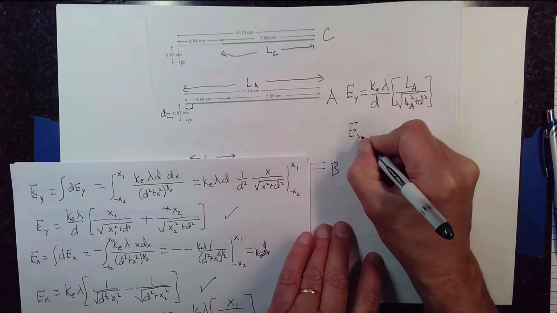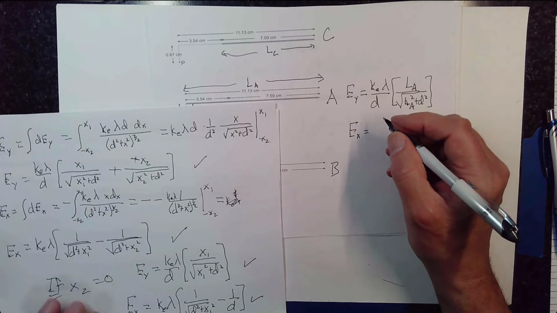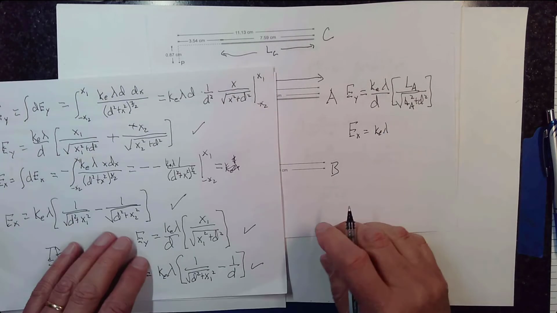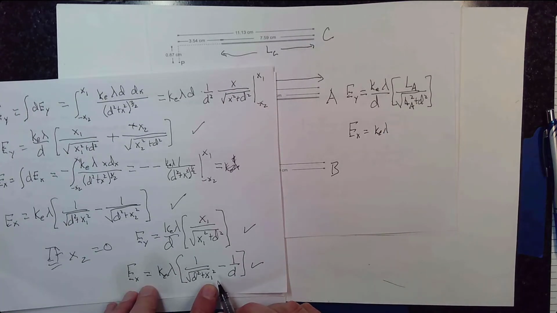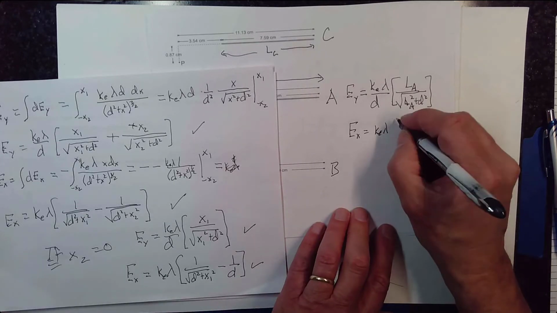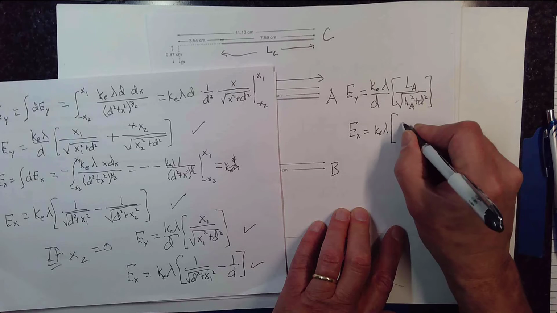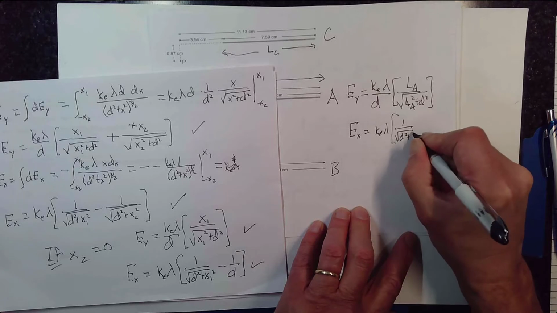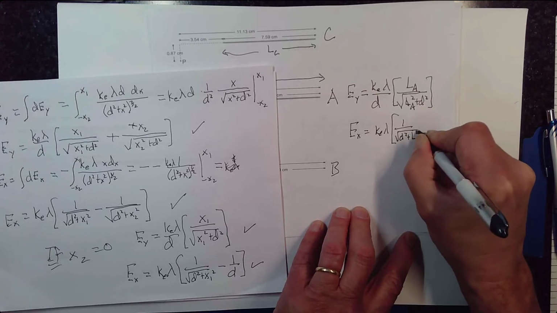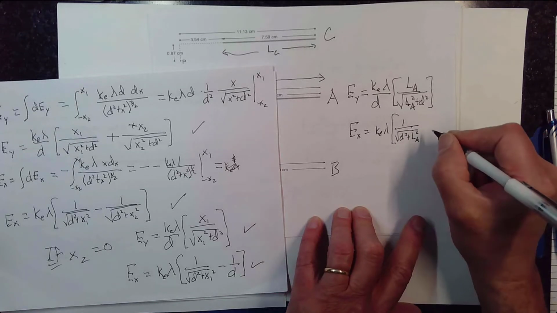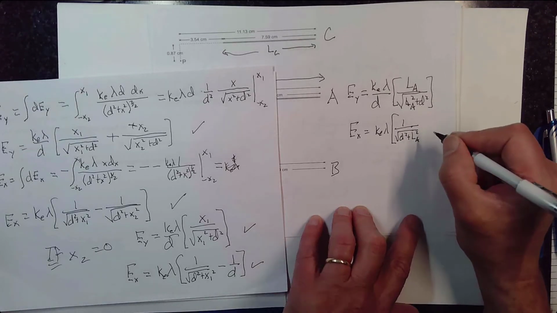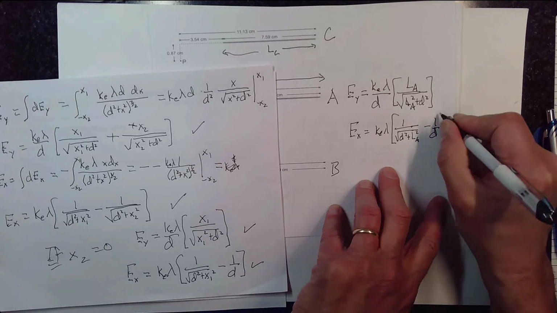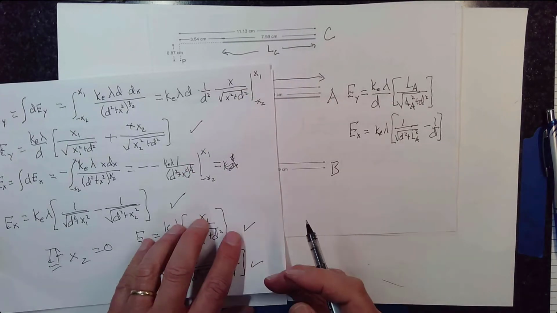The x component here will equal k sub e lambda, and I'm just copying it off here but changing x1 to L sub a. So 1 over the square root of d squared plus L sub a squared. Sometimes a useful skill is just translating formulas from one set of variables to another, minus 1 over d. Okay, so that's the x and the y components of that one.